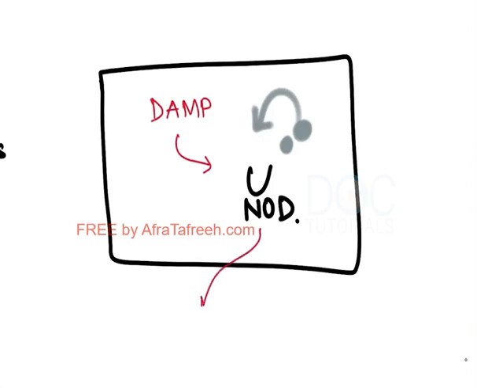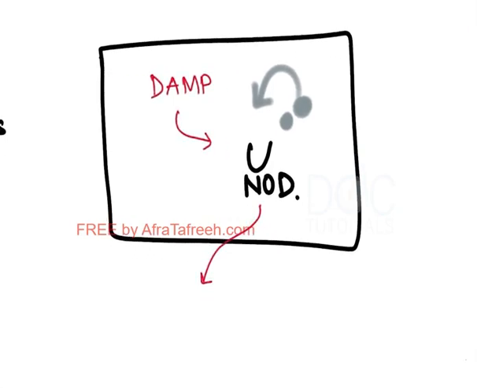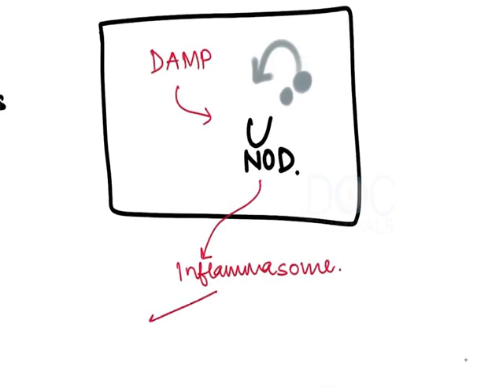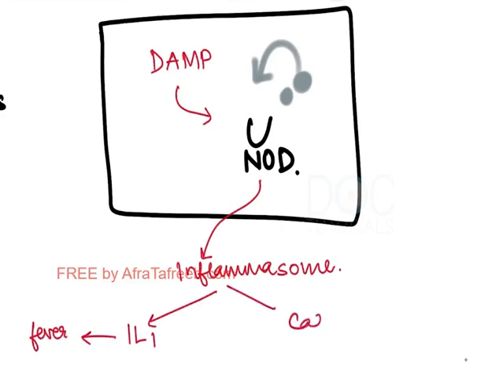Once these NOD-like receptors are activated, I hope you remember we have studied about them already in cell injury. Once these NOD-like receptors are activated, they will activate inflammasome. Okay, this inflammasome will go and activate interleukin 1, that will cause fever, or they will activate caspase 1 and 11, and that will cause apoptosis.